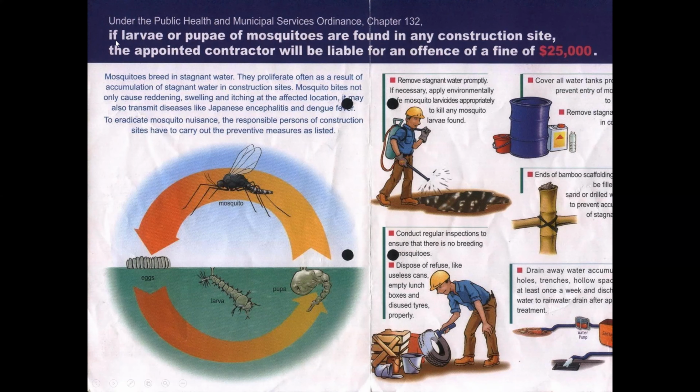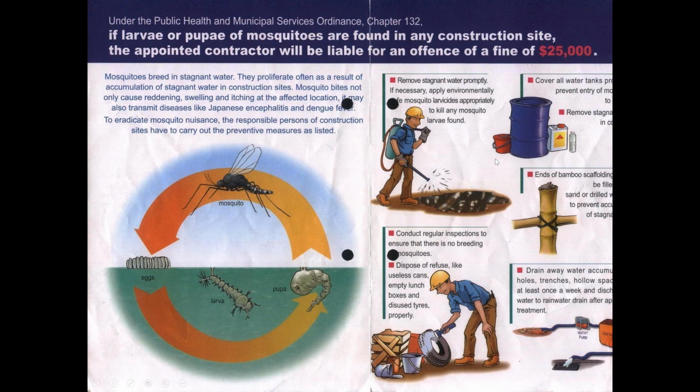They told us that there is a fine if there is stagnant water inside. In Hong Kong, if larvae or mosquitoes are found in any construction site, the appointed contractor will be liable for an offense and a fine of Hong Kong dollar 25,000. Later on we saw that whenever there is rain, their workforce immediately lets the rainwater flow out from the construction site, so there should not be any stagnant water.